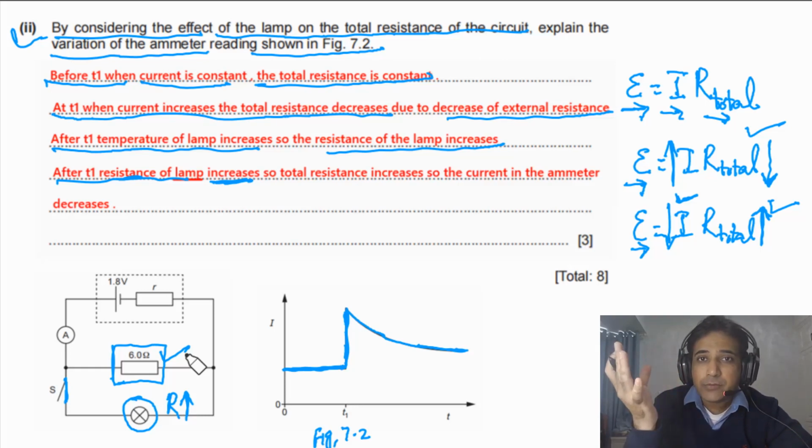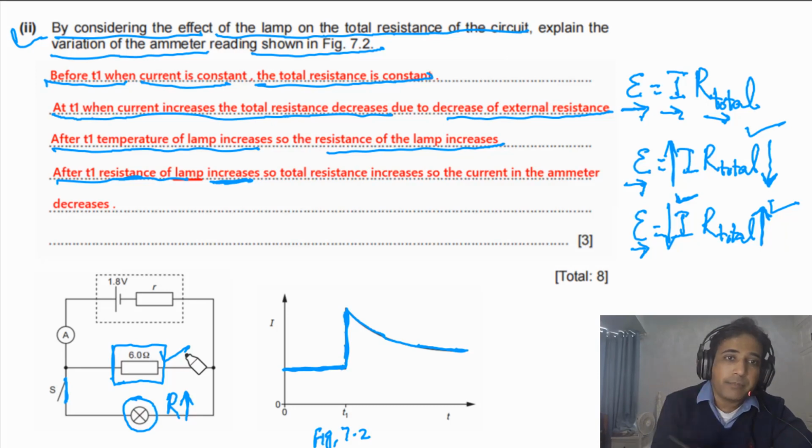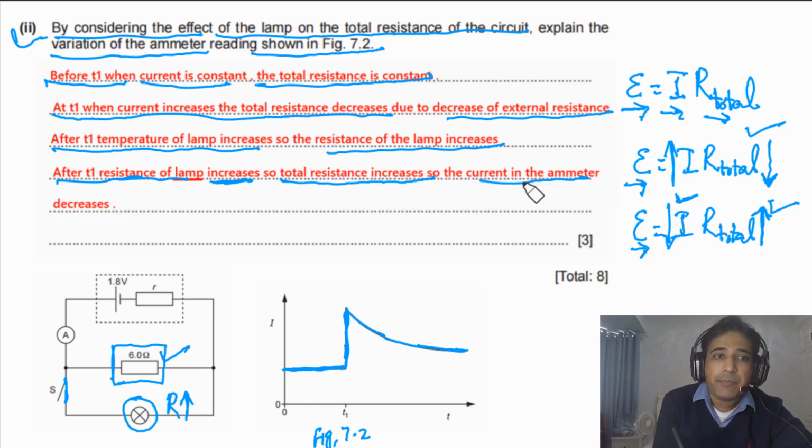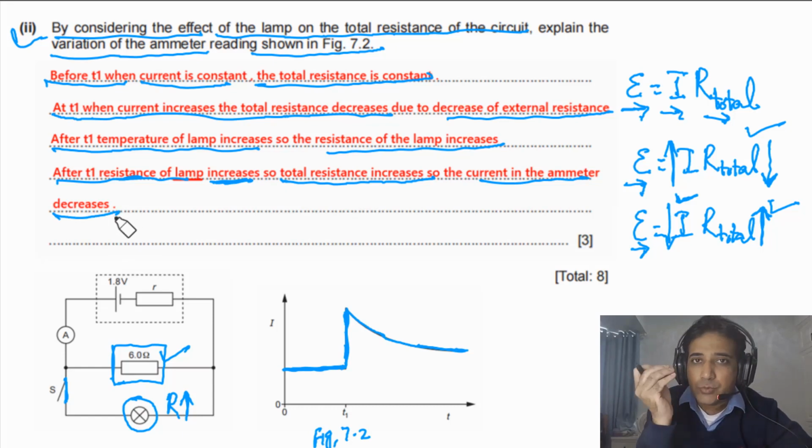This is a very straightforward question and also a common question, but they have just asked it in a slightly different way. It's a very nice question. If it is not clear, look at this question again and try to understand it. It is also a typical type of question you may see in your coming exam. So then you can say total resistance increases, so current in the ammeter decreases. If you write down these points, you will get 3 marks. So this is how we need to answer.